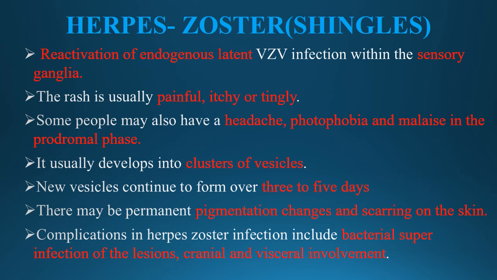The complications of herpes zoster infection include bacterial superinfection of the lesions, cranial and peripheral nerve palsies, and visceral involvement such as meningoencephalitis, pneumonitis, hepatitis and acute renal disease.